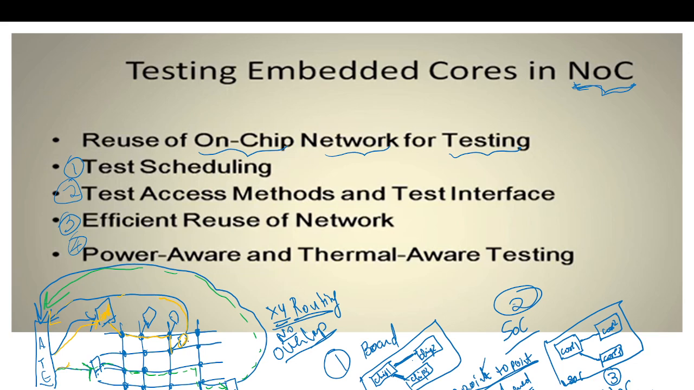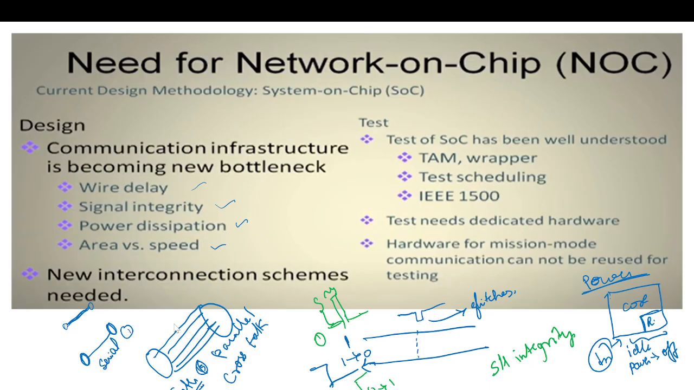So for testing of this core, or any one of the cores in this yellow highlighted line, all the cores should be on because all the routers are in use, as the router is embedded inside the core. So this increases the power dissipation in the test mode compared to the functional mode of operation. So next, new interconnect schemes are needed.